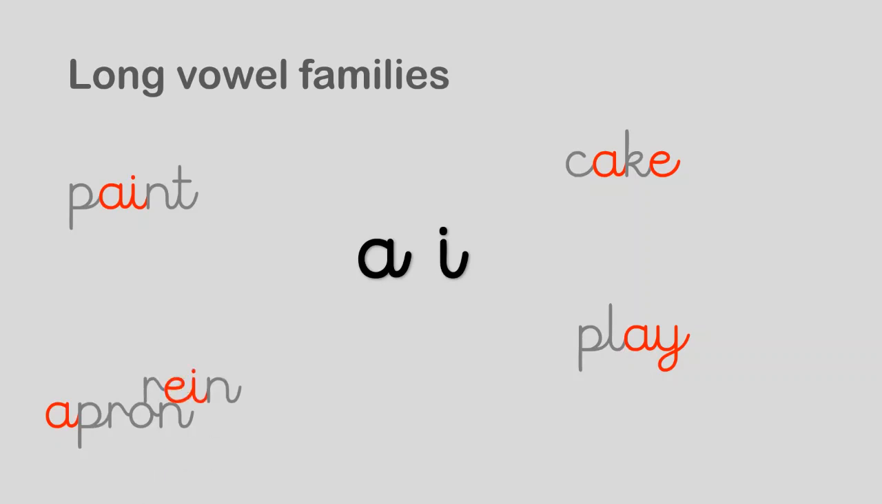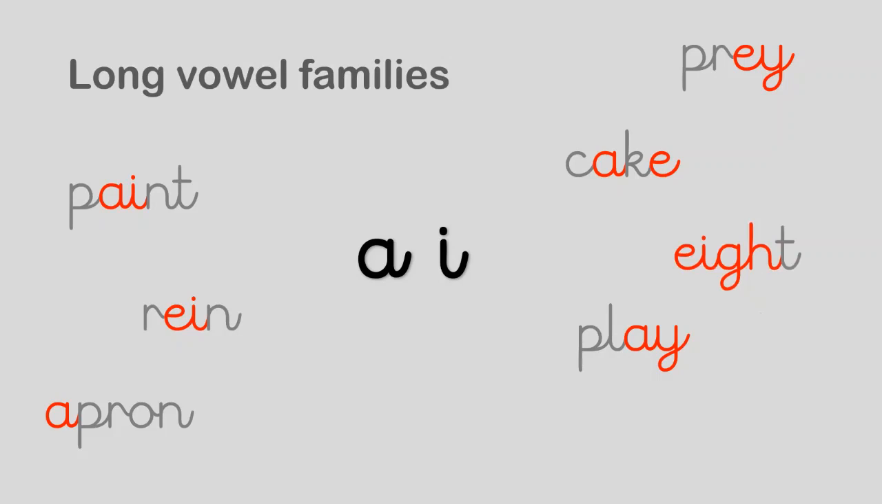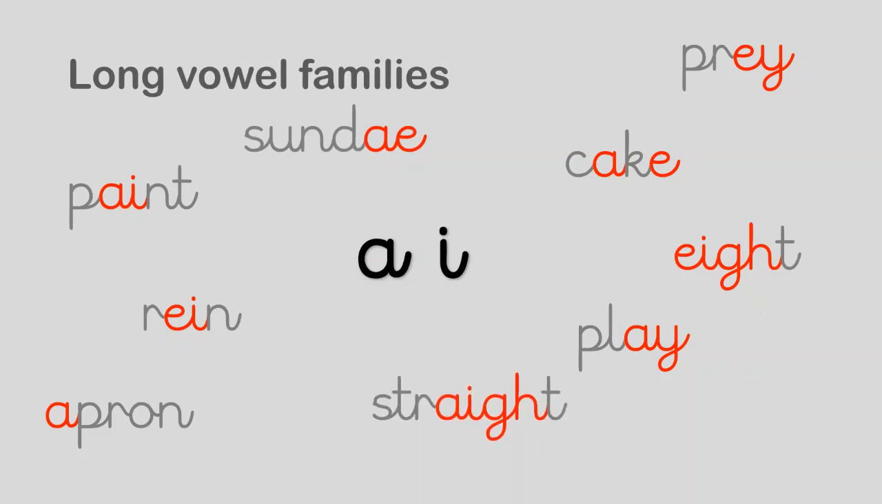But you might have also got EI in rain, EY in pray, EIGH, we just talked about in the word eight, AE, like in Sunday, AIGH, like in straight. Some of these are much rarer, but they are all different ways of spelling the long vowel A. We call this the family. And I even missed one, EA, like in break.